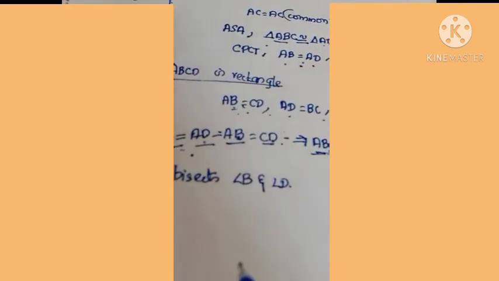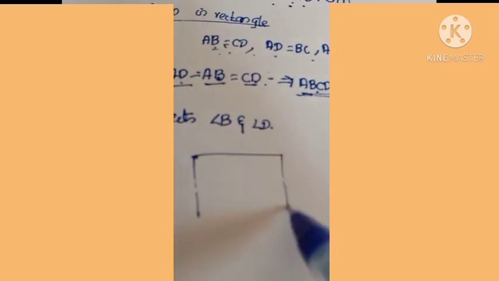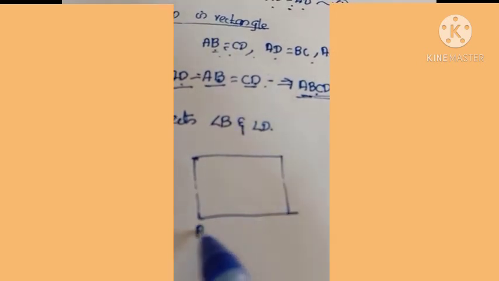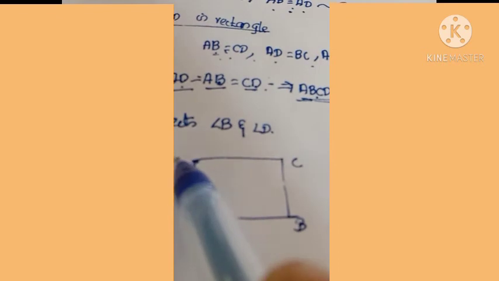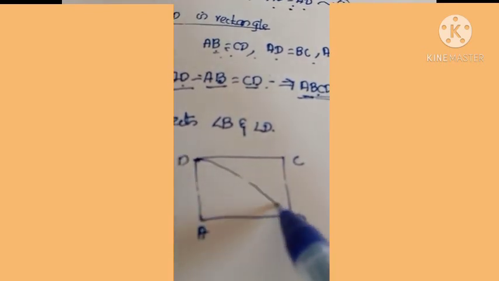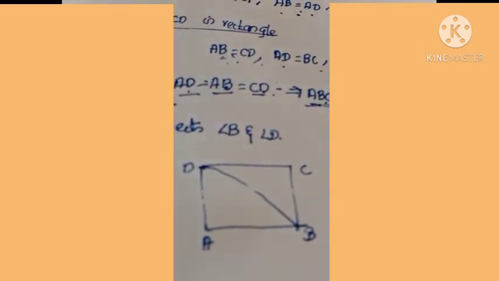That we need to prove. BD bisects angle B and angle D. So we have ABCD is a square, name ABCD. It is a square. Draw the diagonal BD. We need to prove BD bisects angle B.